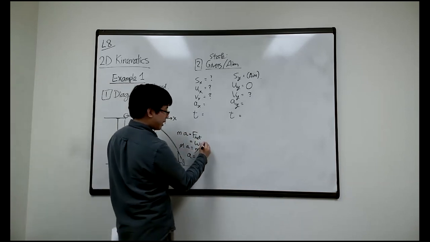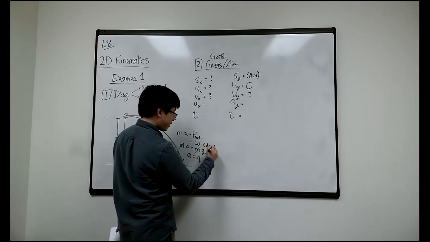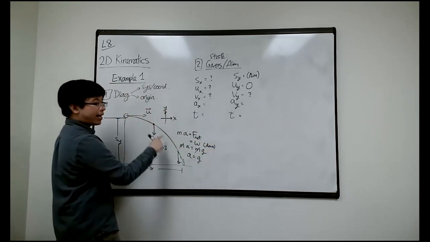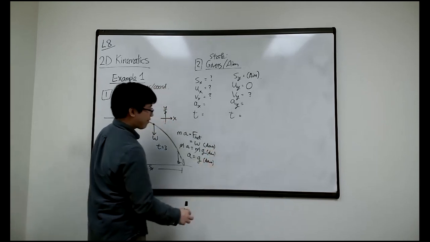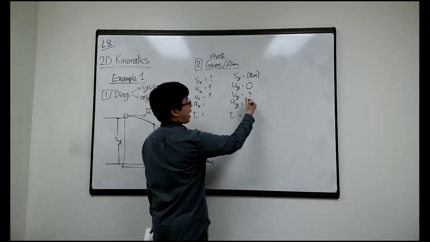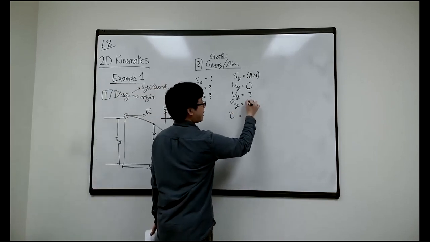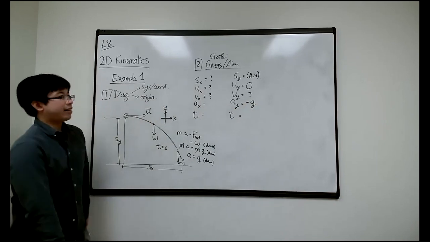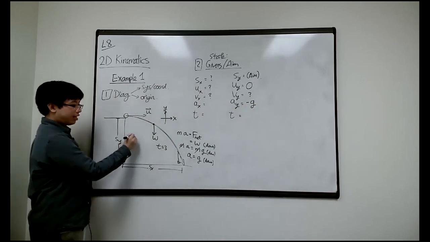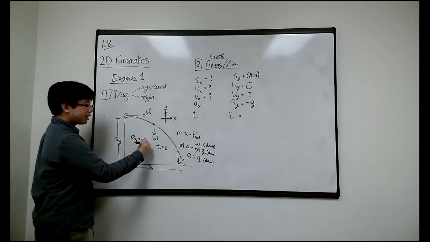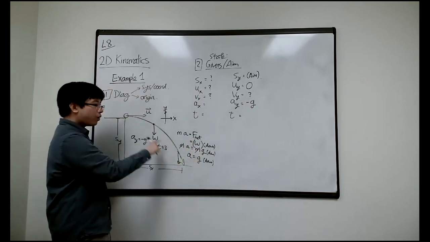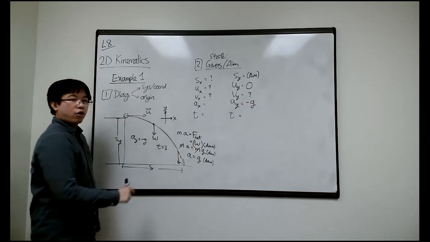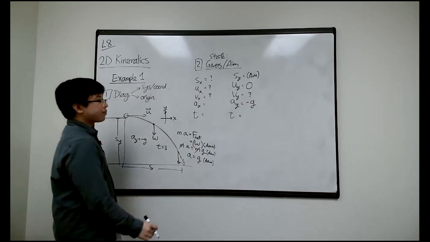But the net force is in the downwards direction. In my case, it's negative y. So a is equal to g in the downwards direction. So I know a_y, and I need to put g in the negative y direction. So a_y is negative g throughout this process. There's no other net force. The weight is the only net force throughout the whole motion, okay?